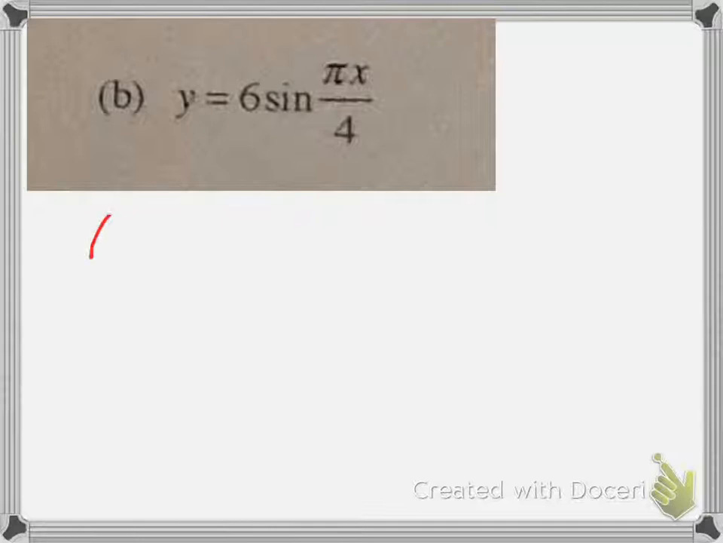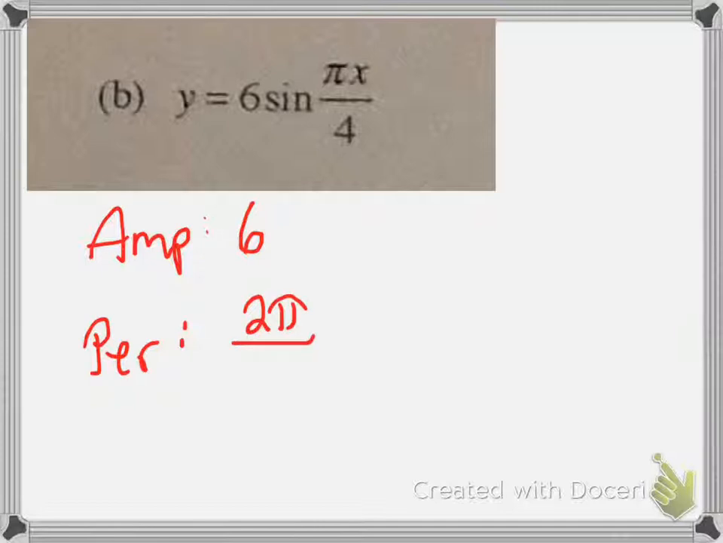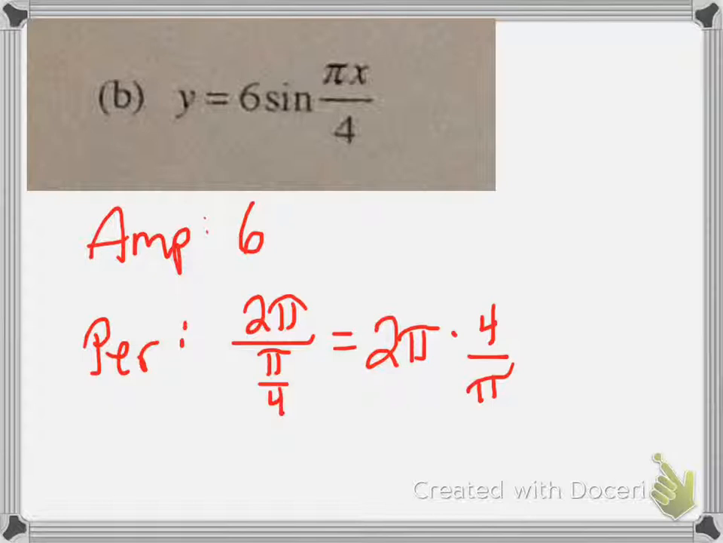On the next one, 1b, you have an amplitude of 6, and you have a period of 2 pi divided by what's in front of the x, which is the fraction pi over 4. That's equivalent to 2 pi times the reciprocal of that denominator, which is 4 over pi. What happens now is that the pi's will cancel, so we are left with a period length of 8.